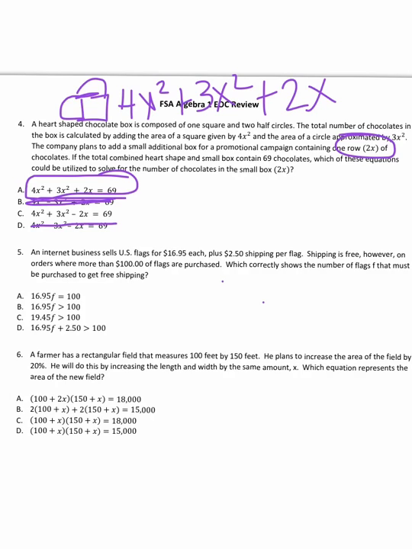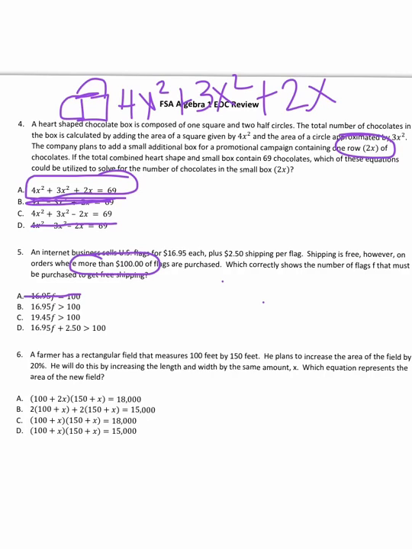An internet business sells U.S. flags for $16.95 plus $2.50 shipping per flag. Shipping is free on orders with more than $100 flags purchased, which shows the number of flags that you must purchase to get free shipping. So remember, the minimum cost has to be more than $100. So you see where it says more than. So right away you can get rid of that because it can't be equal. It's saying more than that.